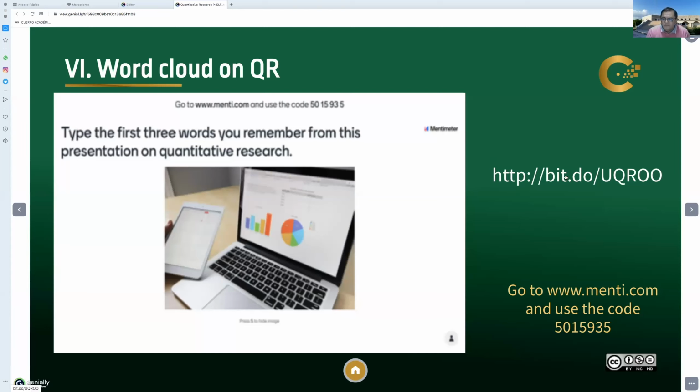There are two ways to access. You can go to this website, B2Ucro. I did it with a shortener. Or you can go to menti.com and type the code. Are you ready? Are you with me? Okay.